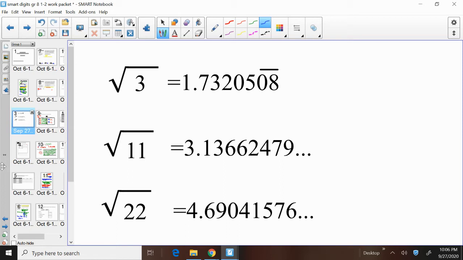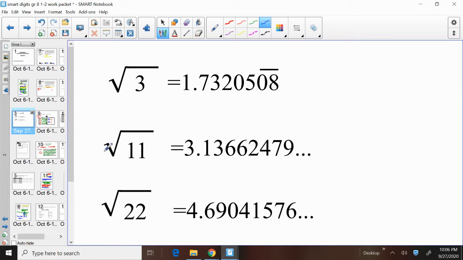If I took the square root of 11, there's no number times itself that equals 11. So the square root of it is 3.3166247, on and on and on. That decimal never ends. It would just go forever. Square root of 22, there's no number multiplied by itself that equals 22. So the square root of it is 4.69041576, on and on and on.